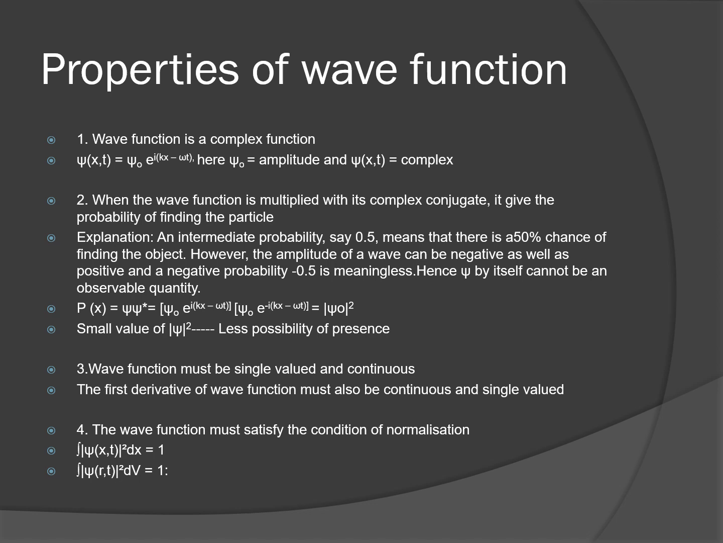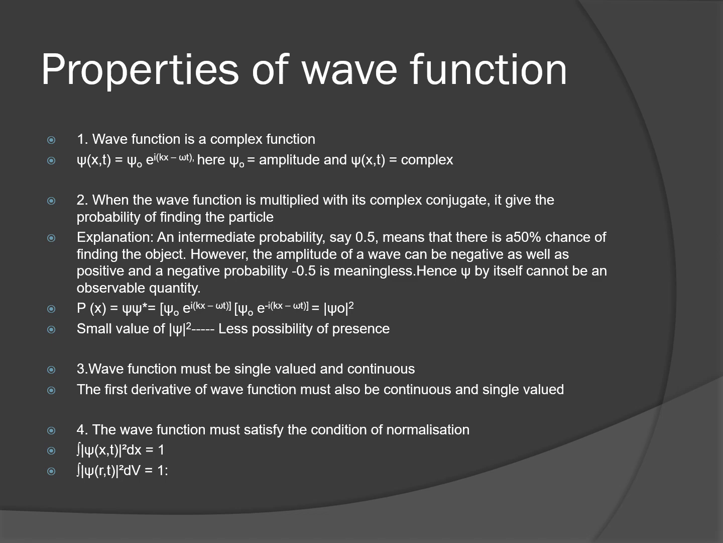The amplitude of the wave can be positive or negative. If I just say the amplitude is minus 0.5, then probability has no meaning, because probability is always positive. So how to make it positive? We multiply the wave function by its complex conjugate. So psi into psi star: psi naught e power i(kx minus omega t), and the complex conjugate is e power minus i(kx minus omega t). If I multiply both, I get psi naught square, the amplitude square. The larger the value of psi square, the more the presence of the particle; the smaller the value, the less the presence.